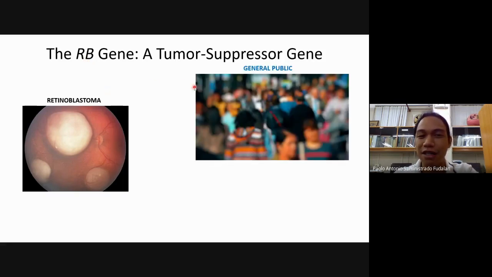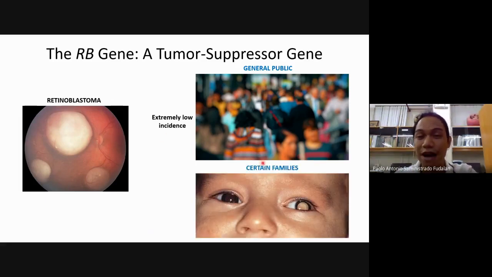Now, retinoblastoma in the general public is very rare. Okay, this tumor in the retina, very rare in the general public. But in certain families, there is 90% incidence in a particular family. So what does that tell us of retinoblastoma? Is it hereditary or not? Anyone? The general population, rare daw, but in certain families, very common.